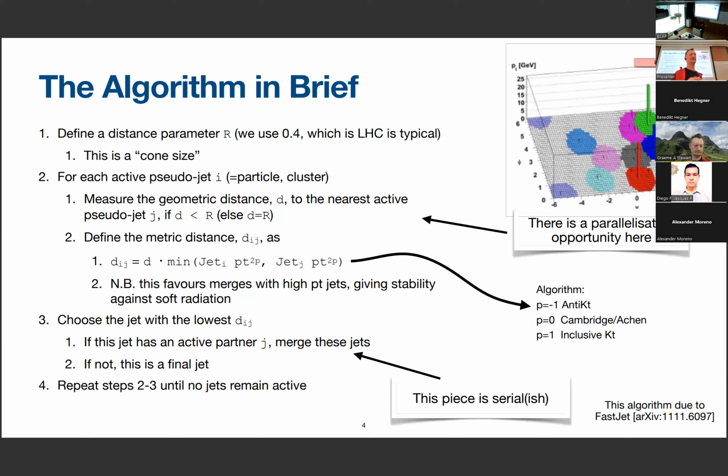So naively, this piece is serial, but as we'll see, it's serial-ish, because there are some tricks that you can do to accelerate the calculation, which we've discovered. Okay, and in the end, you end up with something like this, where you have these different jets covering different areas as well. I think that diagram is from the original FastJet paper.